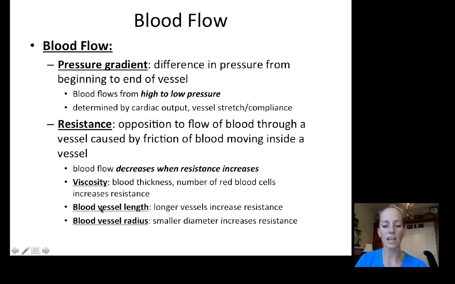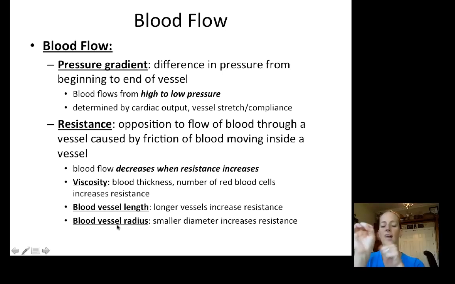We can also change resistance by increasing the length. So every time the blood bumps against the wall of the vessel, we get more and more friction and more resistance. So the longer you ask the blood to do that, the longer the blood vessel is in length, that can be more resistance. Also, a tighter space.